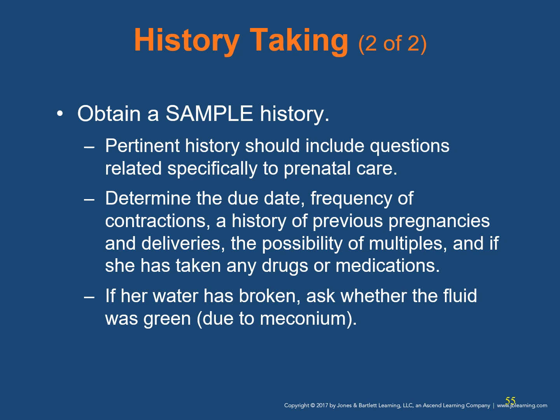Determine whether there is a possibility of multiples or whether the woman has taken any drugs or medications. If her water is broken, ask whether the fluid was green. Green fluid is due to meconium, fetal stool. The presence of meconium can indicate newborn distress, and it is possible for the fetus to aspirate the meconium during delivery.